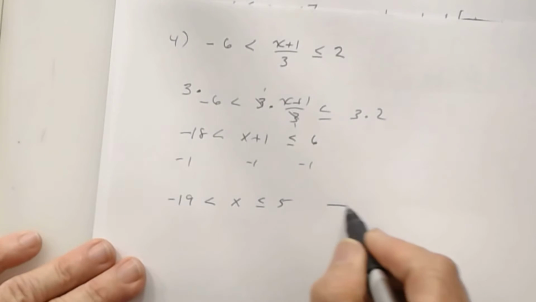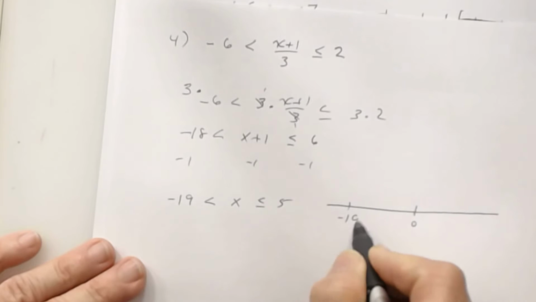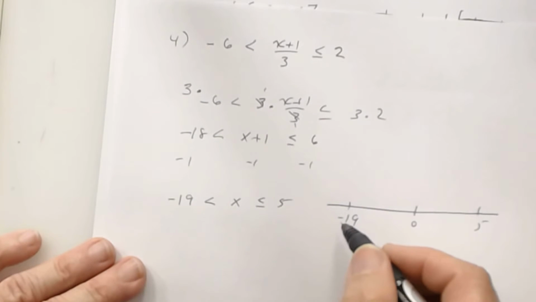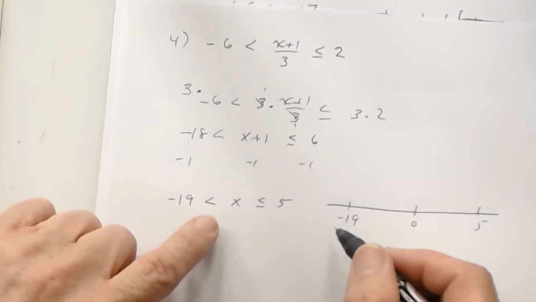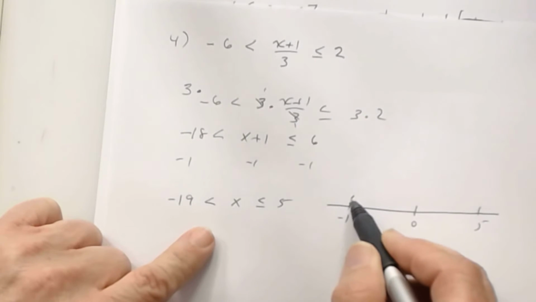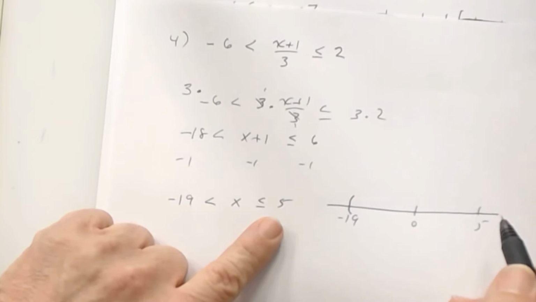So on the number line, this is 0, this is negative 19, and this is 5. On negative 19, is negative 19 a solution or not a solution? It's not a solution because there's no equal sign here. So I'm going to use parentheses, pointing which way? To the right. Over here, is 5 a solution? Yes, because of the equal sign.